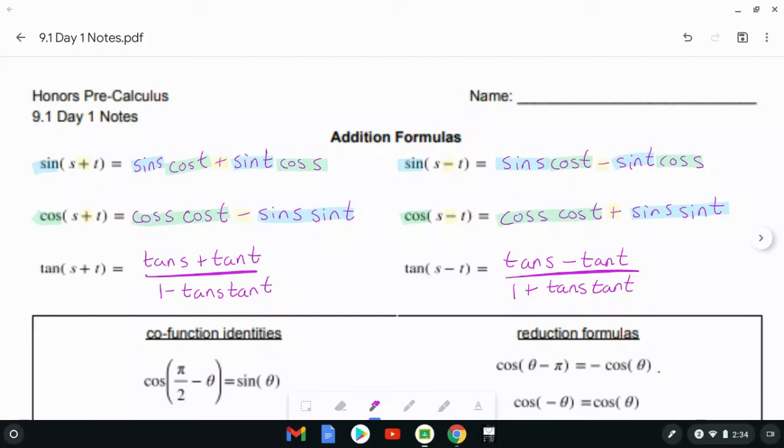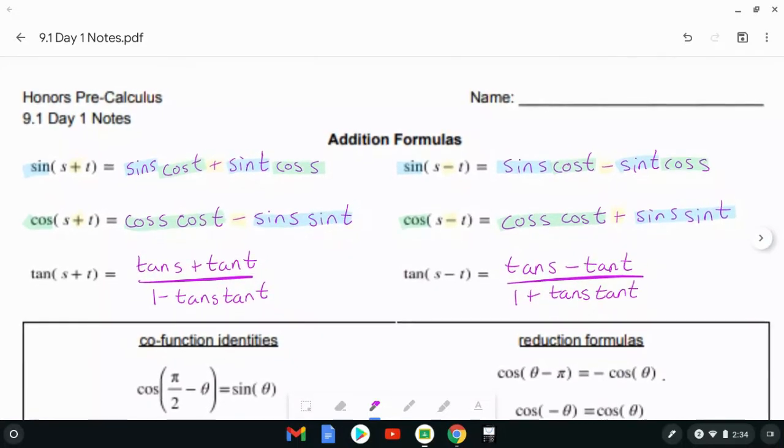Today we're starting Chapter 9 with Day 1. We are continuing with using trigonometry and building upon our knowledge of the trig functions, their identities, and the unit circle. So if we take a look here at the addition formulas, you want to make sure you write these down and have these in your notes.